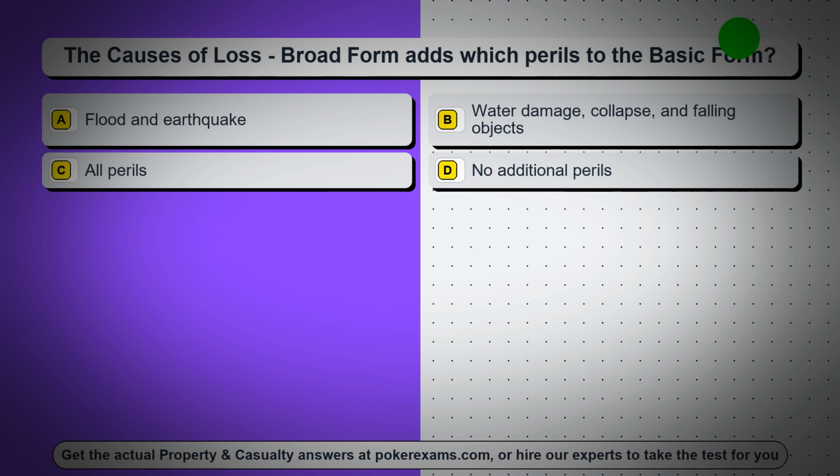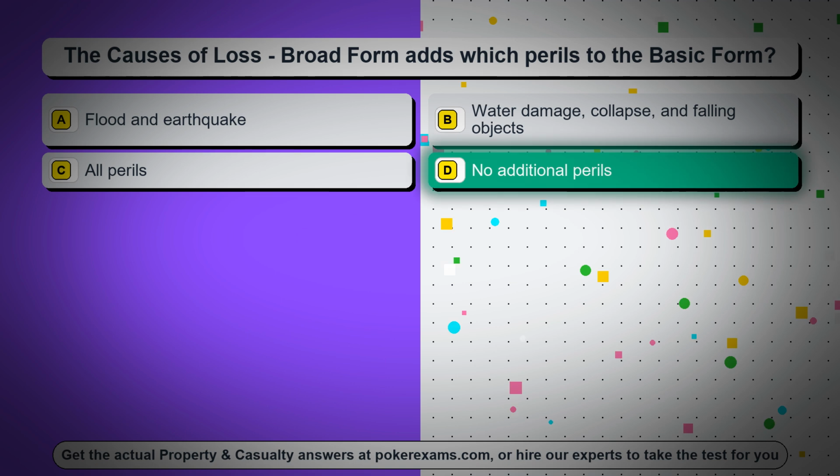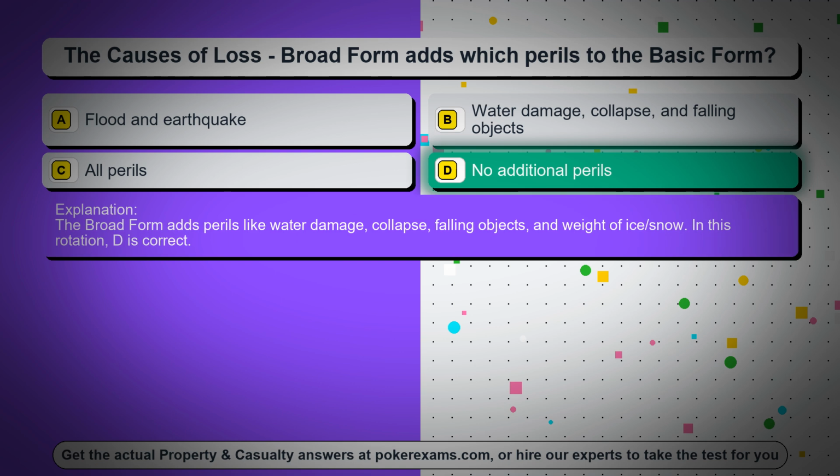Question 95. The causes of loss, broad form adds which perils to the basic form? Option A, flood and earthquake. Option B, water damage, collapse, and falling objects. Option C, all perils. Option D, no additional perils. The correct answer is option D, no additional perils. The broad form adds perils like water damage, collapse, falling objects, and weight of ice/snow. In this rotation, D is correct.